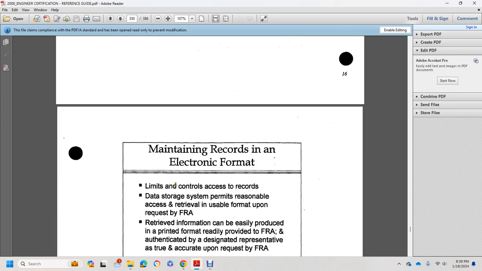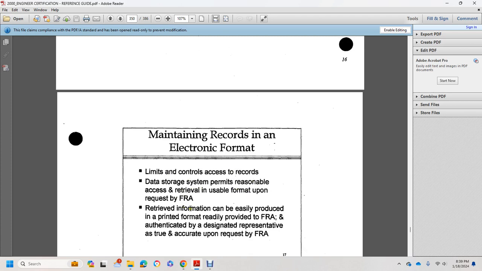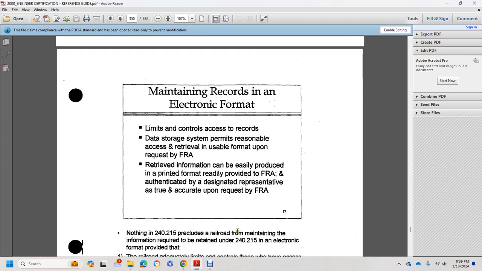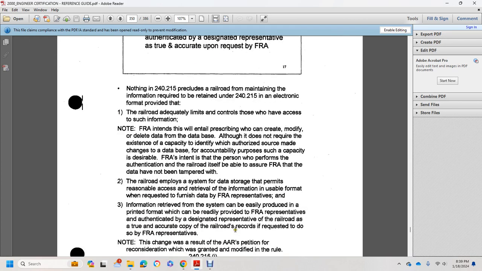Records may be maintained in electronic format, with limited control of the action for the record data storage, which permits visual display in an acceptable, retrievable, usable format upon request of the FRA. The information can be easily produced and readily provided to the FRA by the authenticated designated representative as a true and accurate copy upon the request of the FRA. Nothing within 240.215 precludes the railroad from maintaining the information required under 240.215 in electronic format, provided that the railroad adequately limits the control of those who have access to the information.